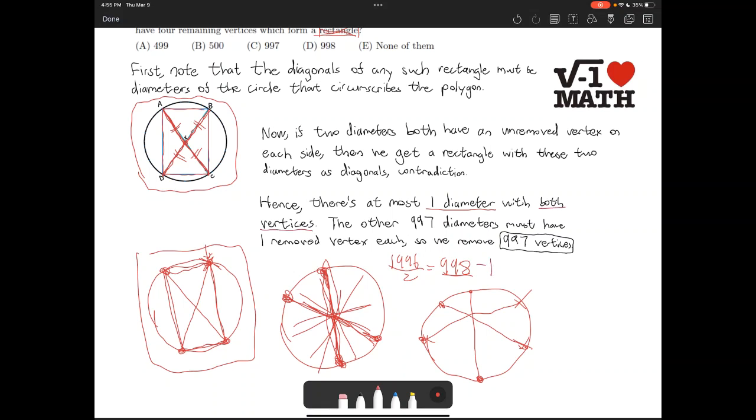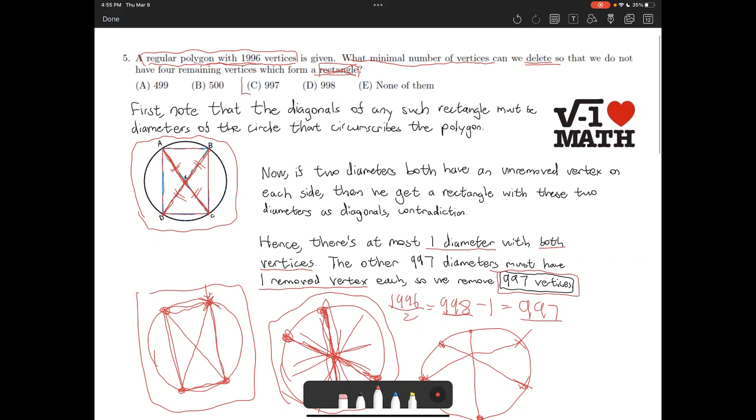So for the remaining 997 diameters, we must have 1 removed vertex, or else we're going to run into this same problem. So we have to remove 997 vertices. Therefore, the answer is C.